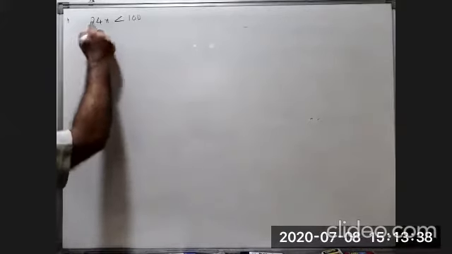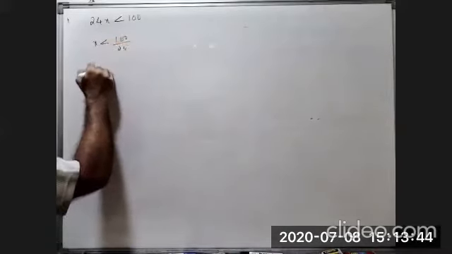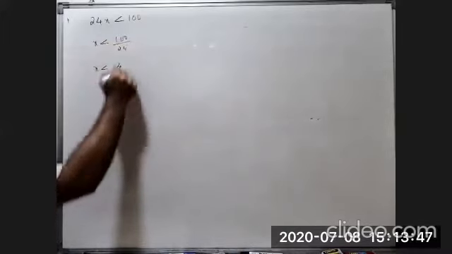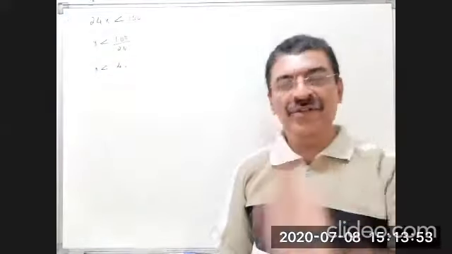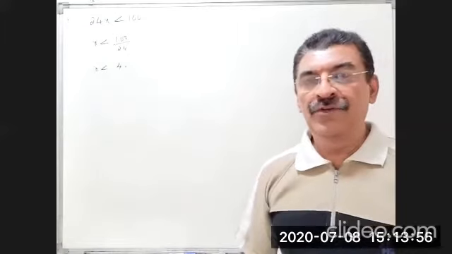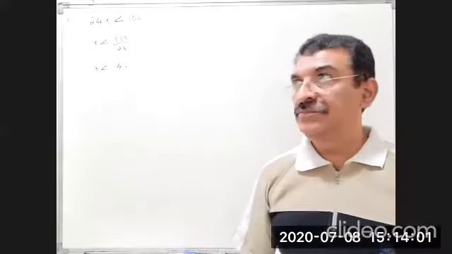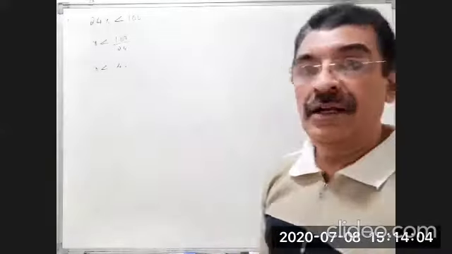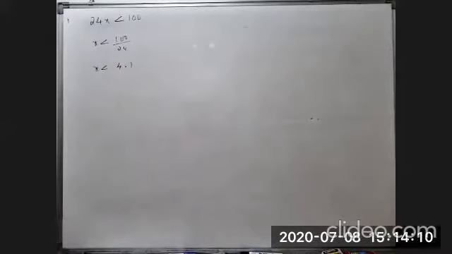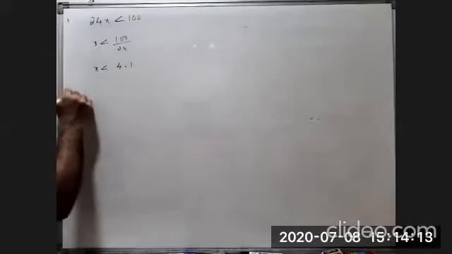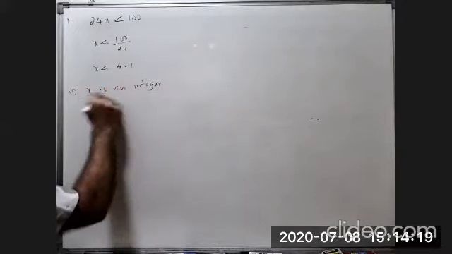So if 24x is less than 100, X is less than 100 by 24, X less than 4 point how much? 100 divided by 24. Divide it. Take one place of decimal. 4 into 24 is 96, remainder 4, then 0.41, so 4.1. X less than 4.1. Now, the first case is X is an integer.